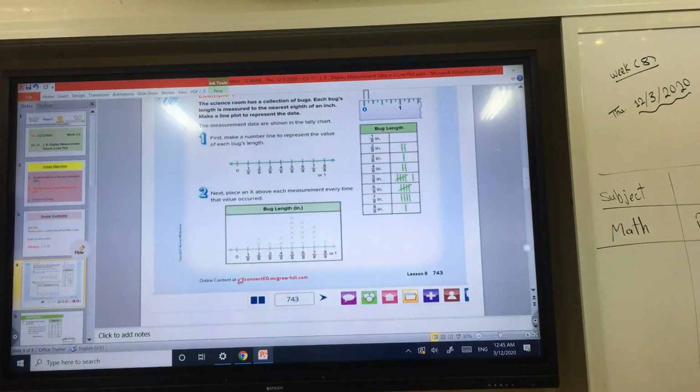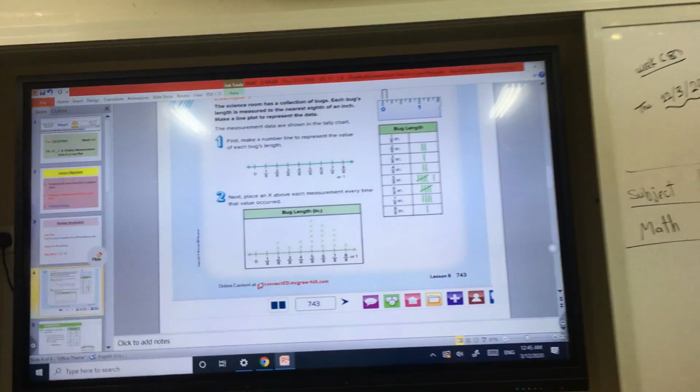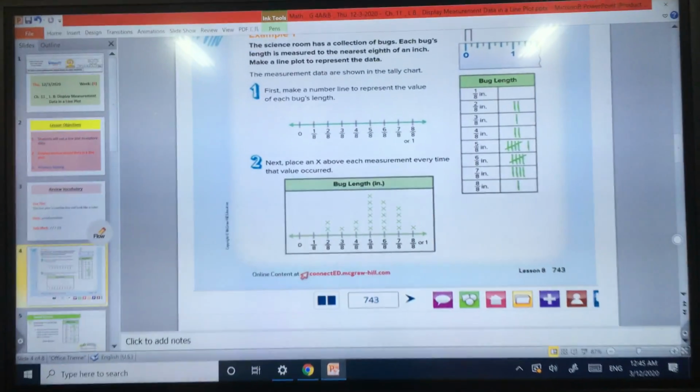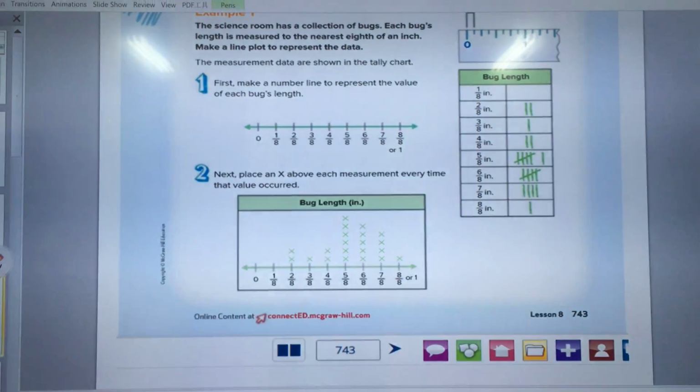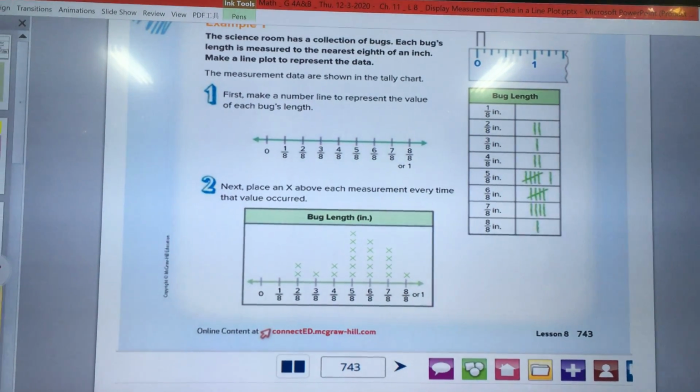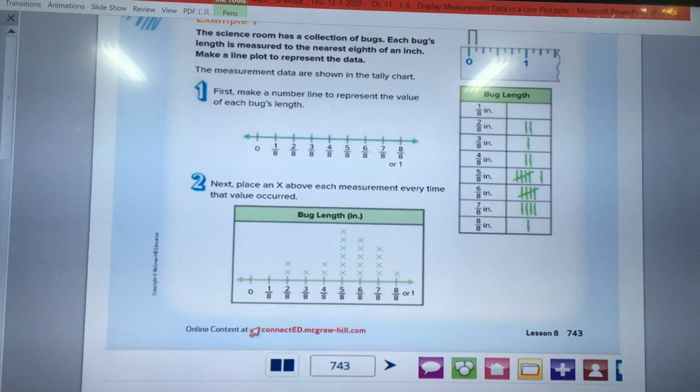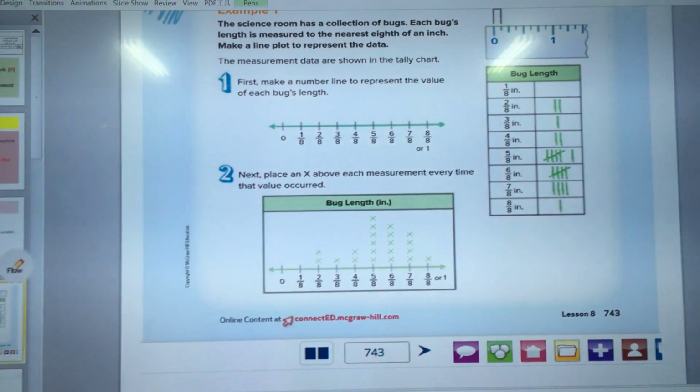Our lesson is about how to measure data in a line plot. Okay. This lesson will be too easy, inshallah, and you will enjoy this lesson. Okay. Before that, let's make a warm up here, please.